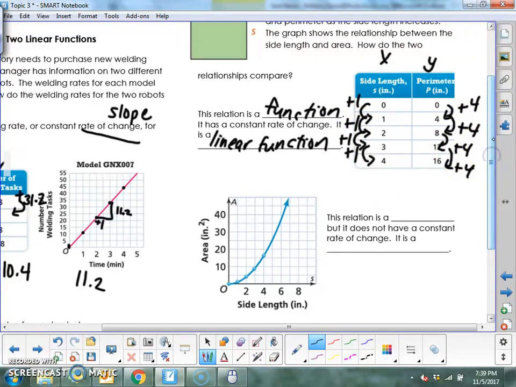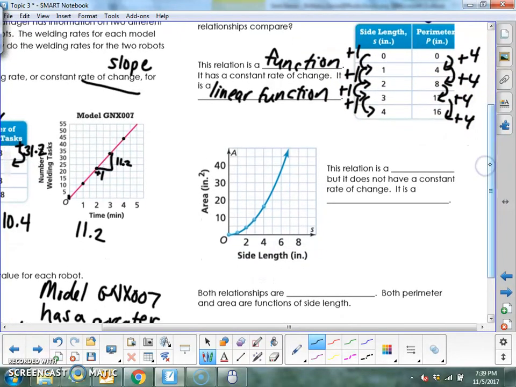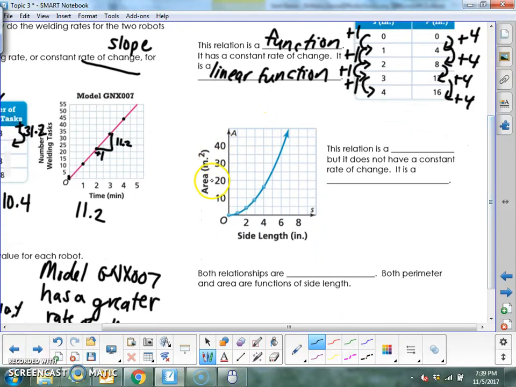Okay. On the other hand, you have this graph, which is showing the area. So if you're thinking about the area of a square, 2 times 2 will be 4. 3 times 3 is 9. 4 times 4 is 16. 5 times 5 is 25. And so on. It gets increasingly greater.